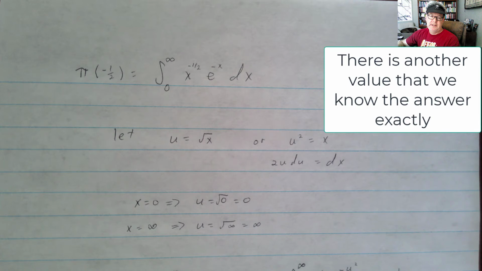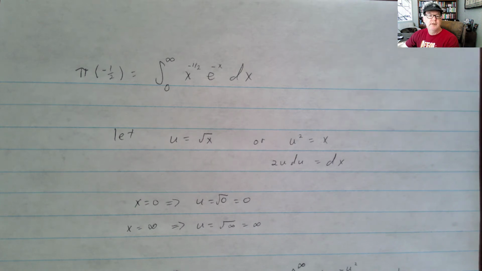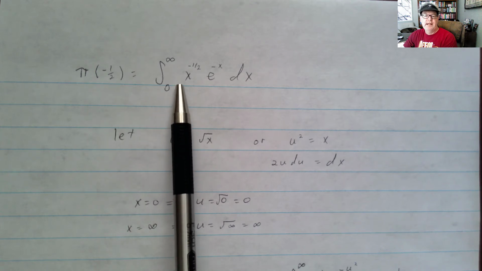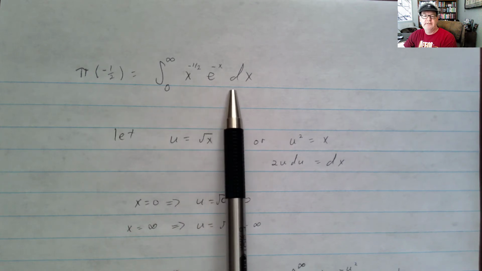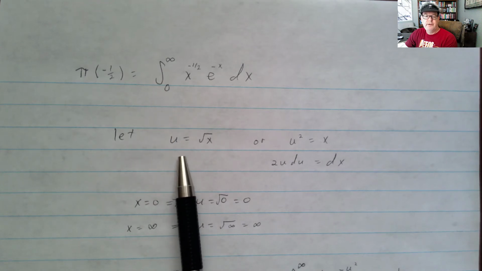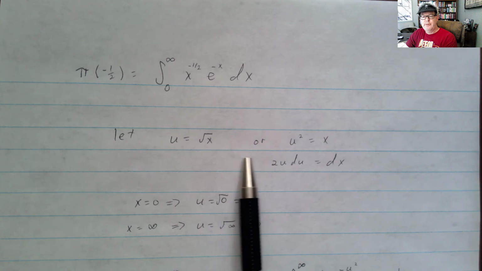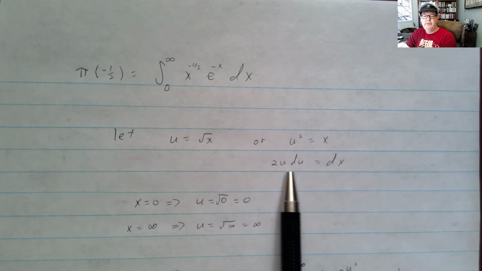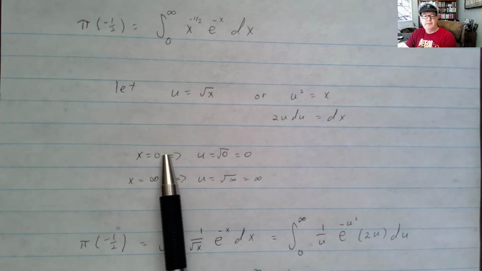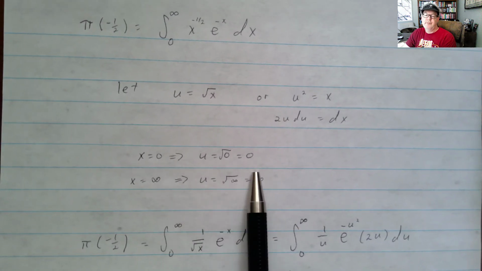There's one value that's not a positive integer that we know also, and that's the 0.5 values. Starting at, say, pi of negative 1/2, by definition, that would be the integral of x to the negative 1/2 e to the negative x. And if I do a substitution, u equals root x, that's equivalent to x is u squared, or 2u du is dx. Then the limits, x going from 0 to infinity, will have u going from 0 to infinity as well.